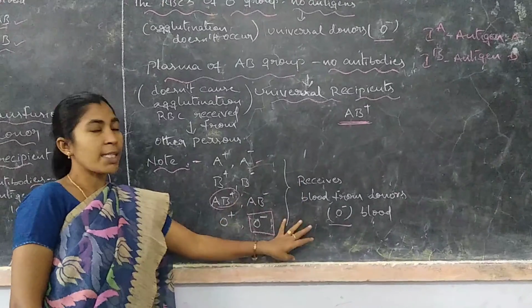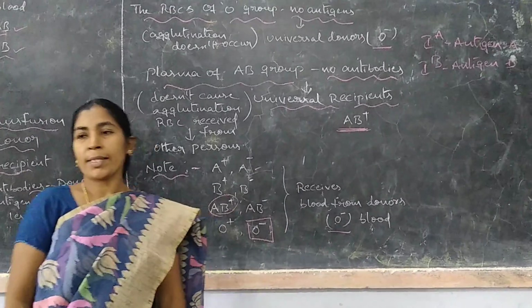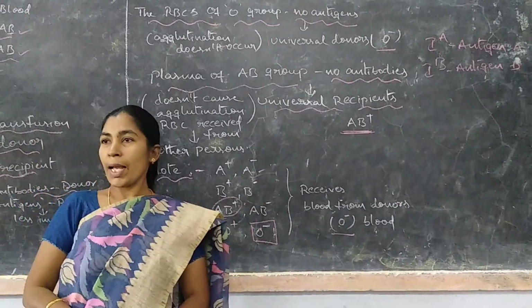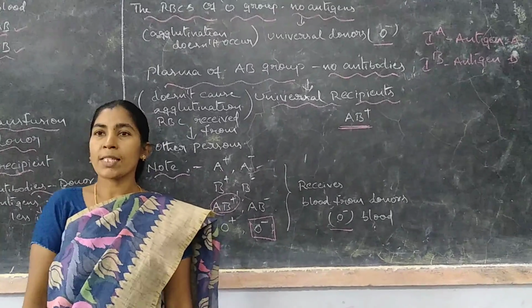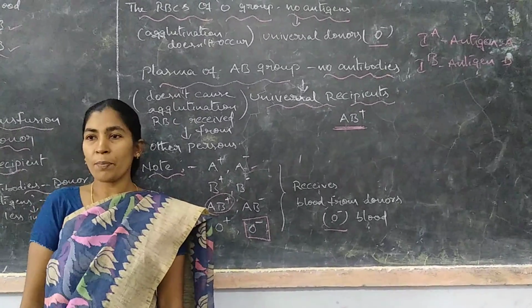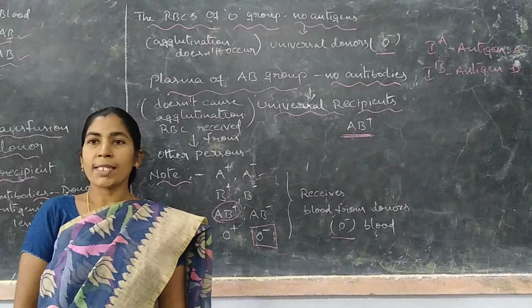This AB blood group is also an example of multiple alleles. Multiple alleles we can observe only in a population, not in a single individual.